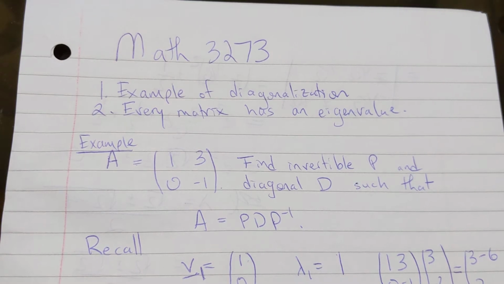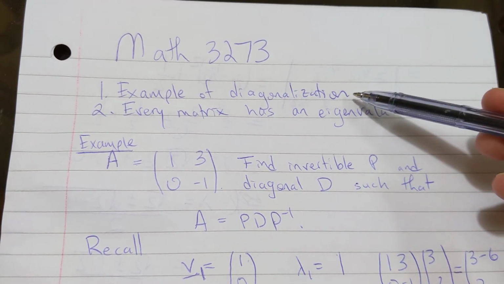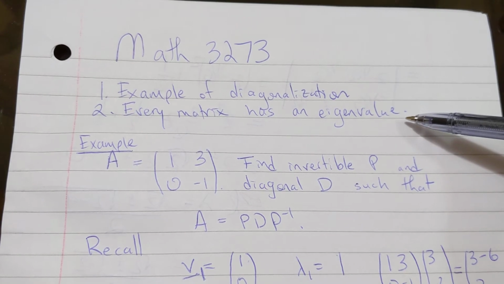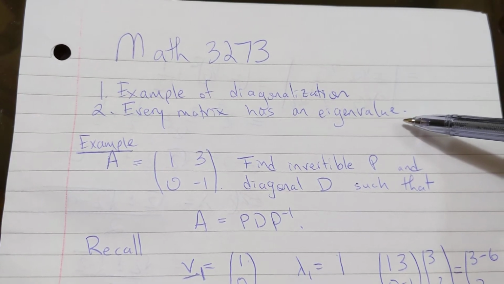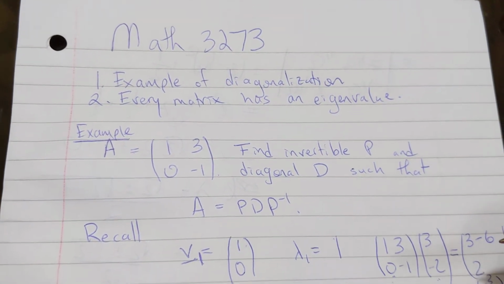Hey guys, I just wanted to do a continuation from the lecture on Thursday night, November 5th. Today I just wanted to talk about a couple of examples of diagonalization. I also want to show that every square matrix has a complex eigenvalue.